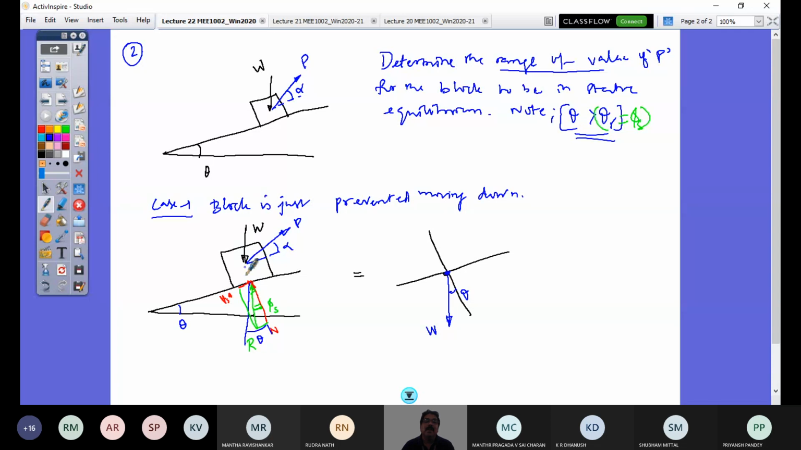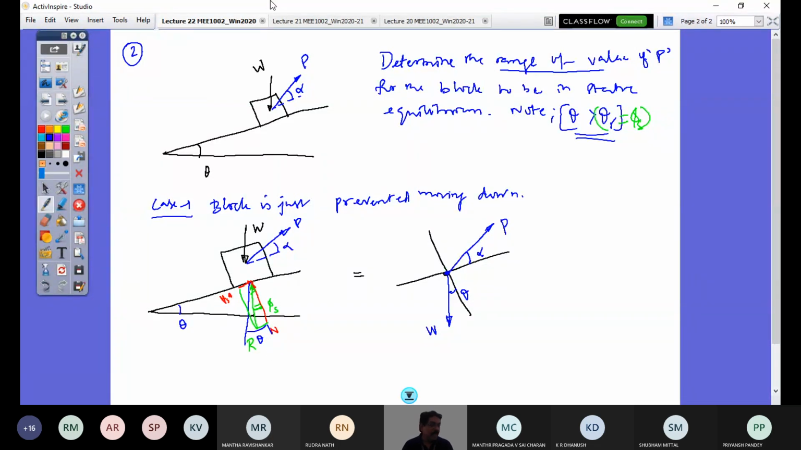Because this vertical will have the same angle theta to the normal. That is what you see here. That's theta. Now what is the angle of P? P is at an angle alpha to the slope. So this angle is alpha. Now what is the angle of reaction R?